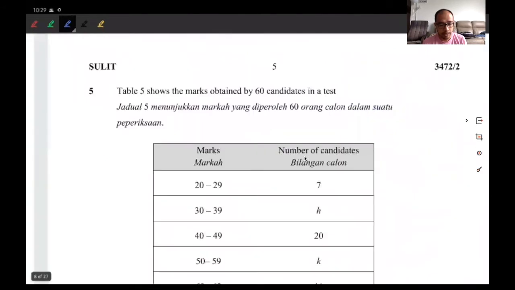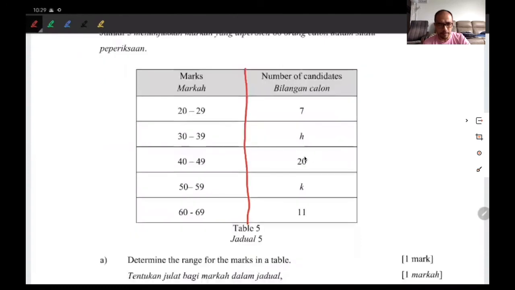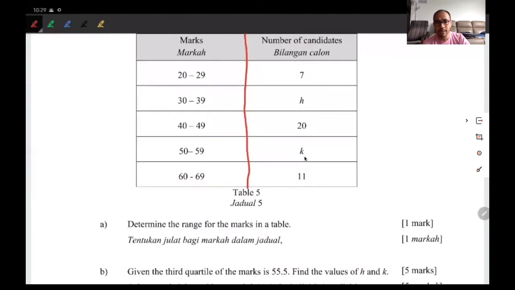Okay, next is question number 5. Table 5 shows the marks obtained by 60 candidates in a test. We noticed that a lot of papers this year seem to put statistics in section A. Just saying. Determine the range of the marks in the table.